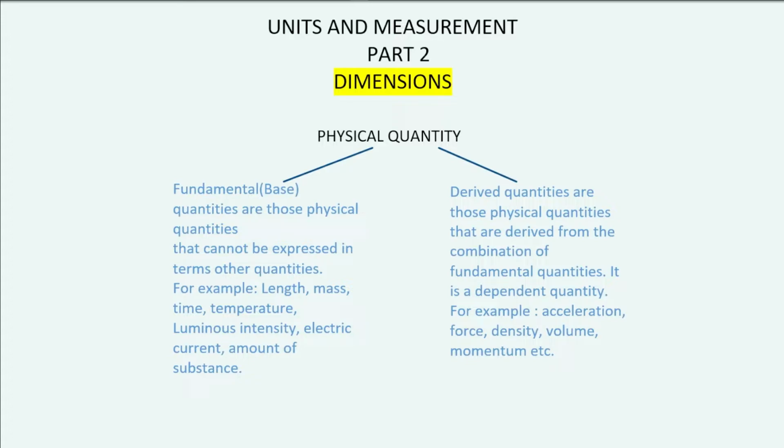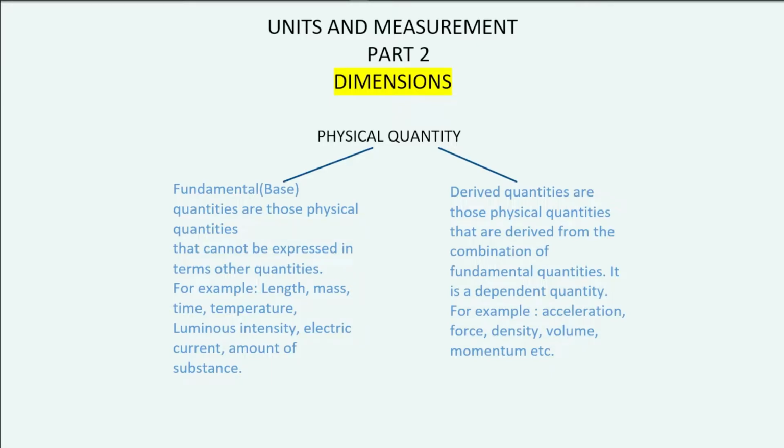and derived quantities. Now fundamental quantities are those which are independent of each other. That means you cannot express these quantities in terms of one another. However, derived quantities are those which can be derived from the fundamental or base quantities. Now, as you can see, there are 7 fundamental quantities and the rest of the quantities of our interest can be derived from these base quantities or fundamental quantities.